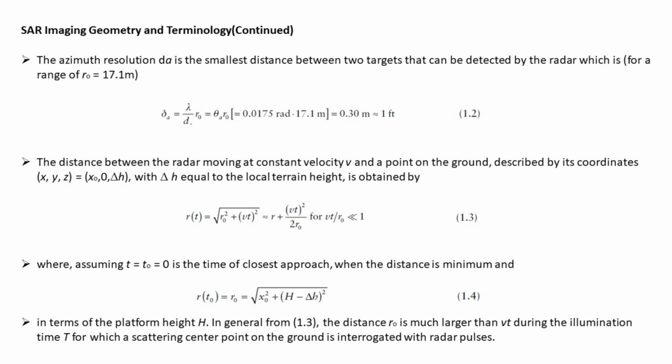The distance between the radar moving at constant velocity v and a point on the ground, described by its coordinates x, y, z equal to x0, 0, delta h, with delta h equal to the local terrain height, is obtained as shown in equation number 1.3. Here, assuming t equal to t0 equal to 0 is the time of closest approach, the distance is minimum, as shown in equation number 1.4, in terms of the platform height h. In general, from 1.3, the distance R0 is much larger than Vt during the illumination time t, for which a scattering center point on the ground is interrogated with radar pulses.